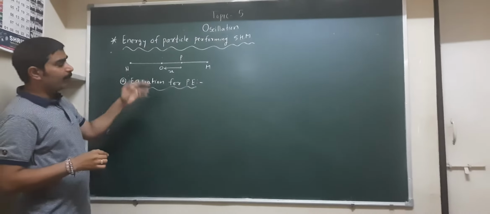Generally, when the particle is performing SHM, the restoring force F acting on the particle is directly proportional to x. Force and displacement are in opposite directions. So F is equal to minus kx, where k is the force constant. Equation number 1. Now, in order to bring the particle, a small amount of work has to be done. So dW, the small work done, is equal to minus F into dx. This is a small work done.